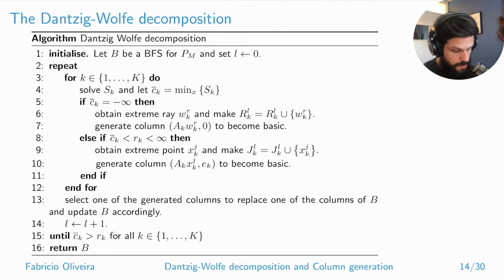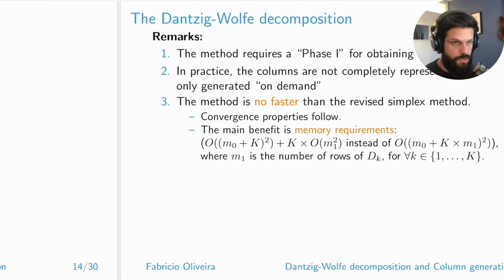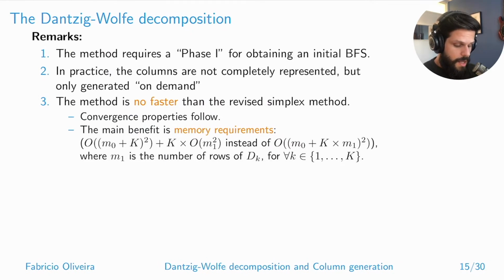So the algorithm is just that, conceptually very simple, but tricky to implement. Just some remarks: you're going to need a phase one method to take into account the fact that you need an initial basic feasible solution for your main problem. That means having already generated a few columns so you can use them to form your basis.